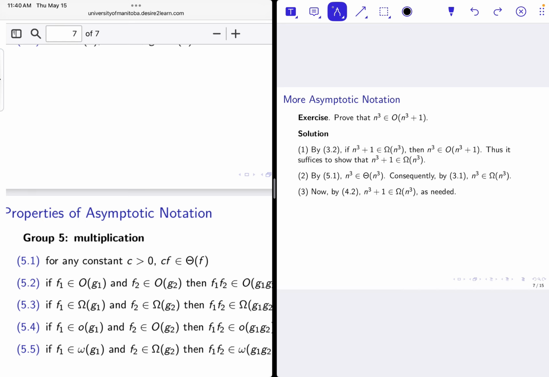Fact 5.1 might be the most useful of the bunch, saying that every function is in big theta of any constant multiple of that function. So like n is in big theta of 2n, n squared is in big theta of 5n squared, n is in big theta of 0.00000001 n. Constant multiples don't change the asymptotic growth rate.